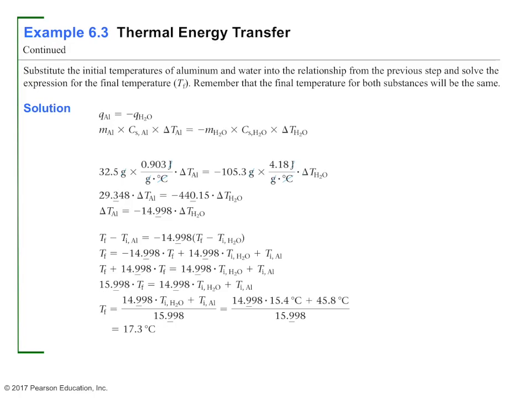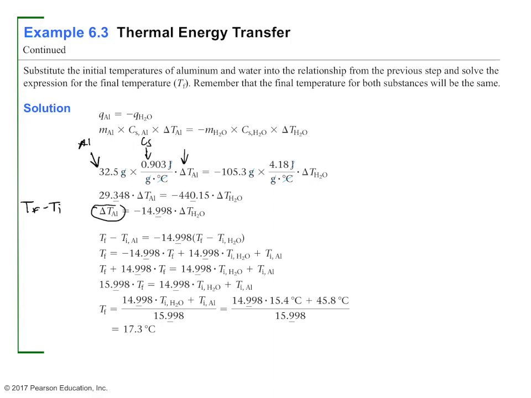So it says substitute the initial temperatures of aluminum and water into the relationship from the previous step and solve for the expression. Okay, so here we got the mass of the aluminum, the specific heat of the aluminum, and the change in temperature of aluminum. Now notice that what they did is they solved for the change in temperature of aluminum. And that's going to equal the negative 14.998 times the change in temperature of water. So now what we can do is change this change in temperature of aluminum as the temperature final minus the temperature initial.